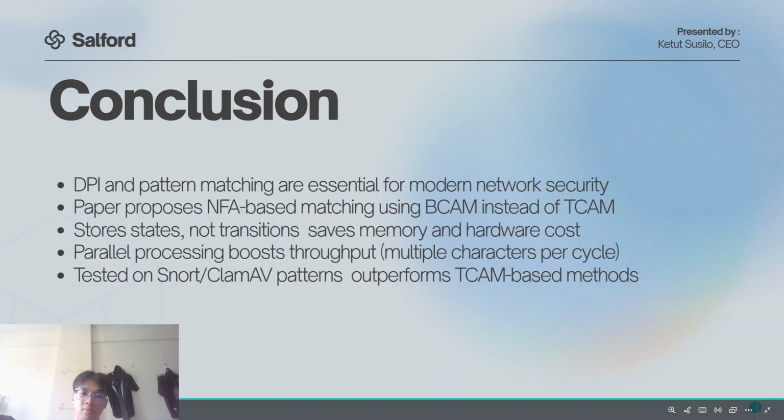The first is that DPI and pattern matching are essential for modern network security. The second is that the paper proposed NFA-based matching using BCAM instead of TCAM. And it also stores states and transitions, so it saves more memory and hardware cost. The fourth is about parallel processing, which boosts throughput with multiple characters per cycle. And lastly, tested on Snort and ClamAV, the paper's approach outperforms the TCAM-based method. Thank you.